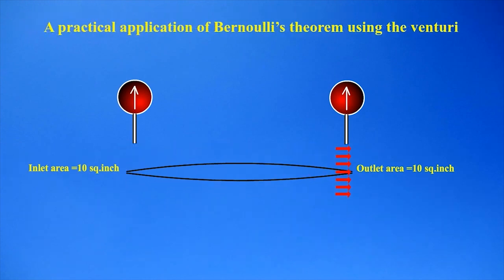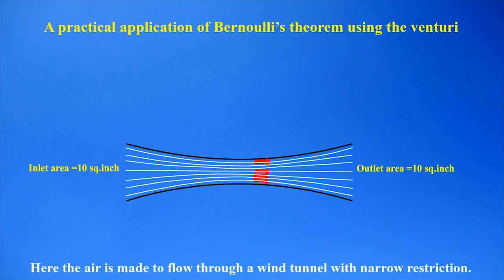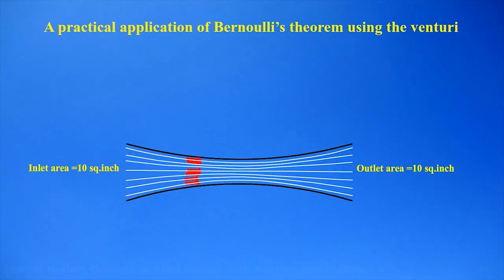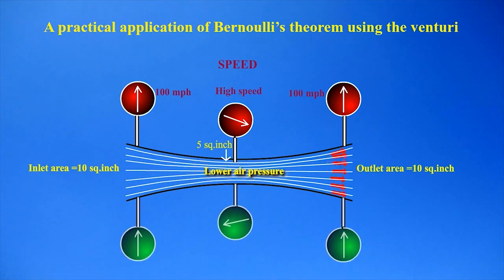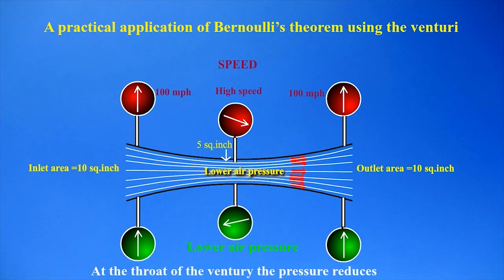Now, we will pass this air through a tube which has a narrow middle. The inlet and outlet area is the same. Here we can see the speed of the air is increased at the middle. The inlet and outlet speed remains the same.